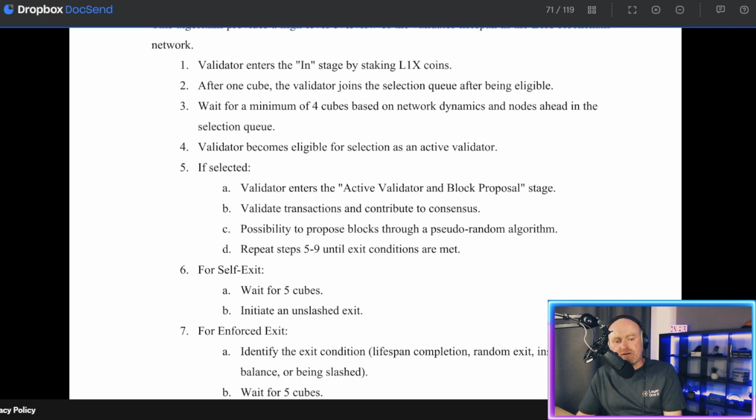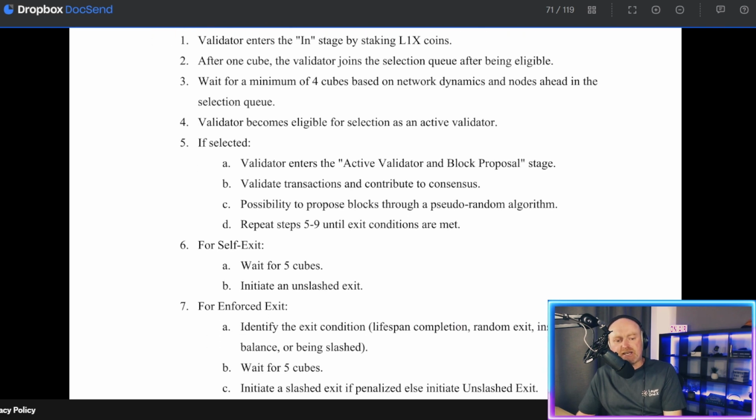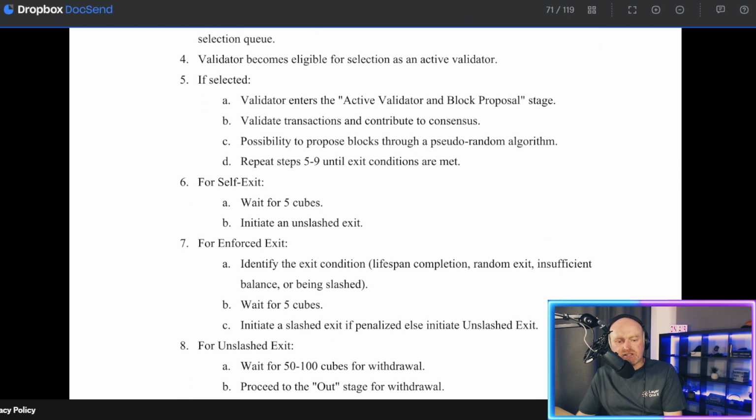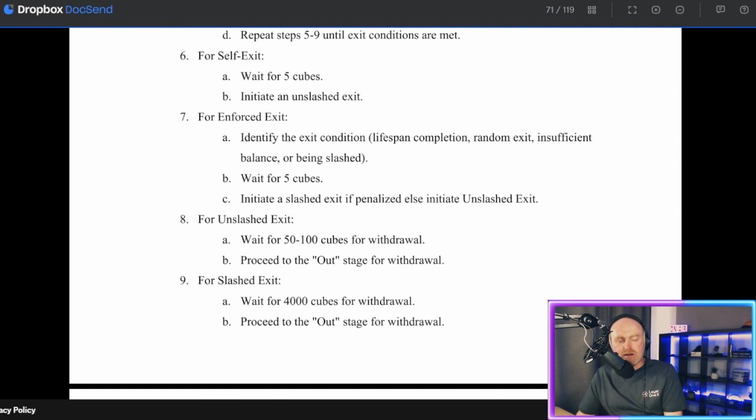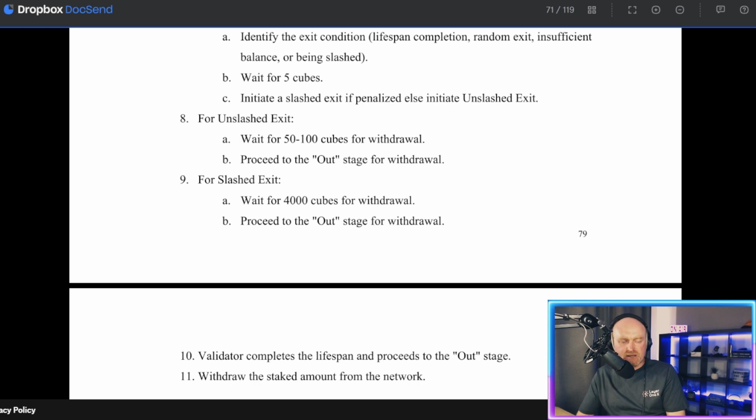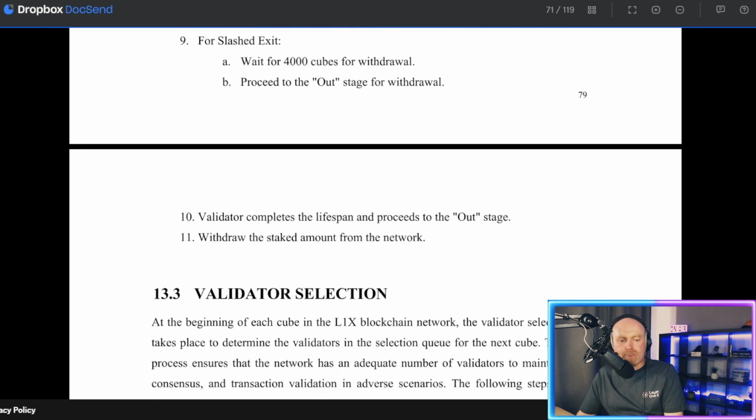For self-exit, wait 5 cubes. Initiate an unslashed exit. For enforced exit, identify the exit condition, which is lifespan completion, random exit, insufficient balance, or being slashed. Wait 5 cubes. Initiate a slashed exit if penalized, else initiate an unslashed exit. For unslashed exit, wait 50 to 100 cubes for withdrawal. Proceed to the out stage for the withdrawal. For a slashed exit, wait 4,000 cubes for withdrawal. Proceed to the out stage for withdrawal. Validator completes the lifespan and proceeds to the out stage. Withdraw the staked amount from the network.